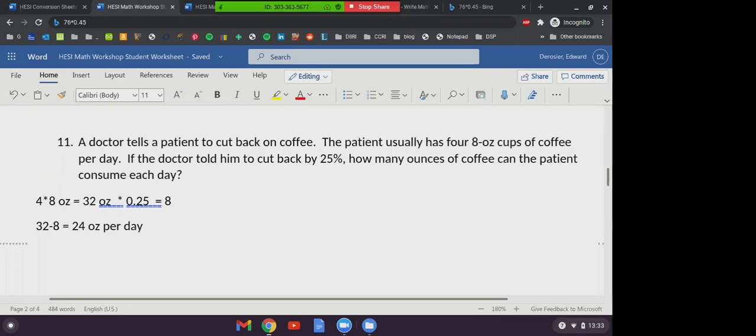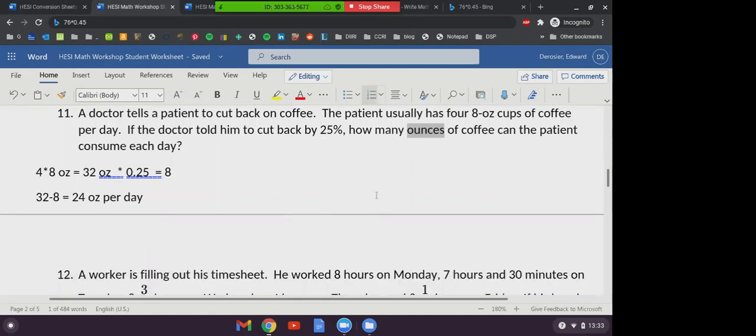Now, there's lots and lots of other ways to do this question. You can make it into a fraction. You could say 25% is 1/4. So take away one of the cups. Now we have 3 cups. 3 times 8, 24. That works too. Be careful that you answer in the correct units. Some people will say the answer is 3. No, it's 3 cups. But it's 24 ounces. So just be mindful of that as well.